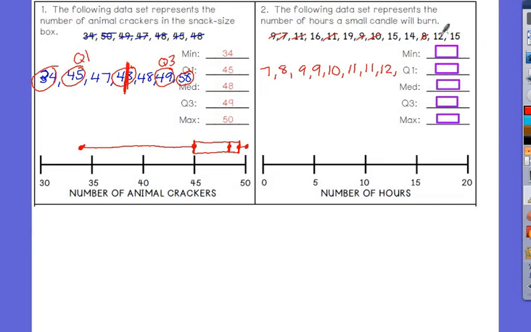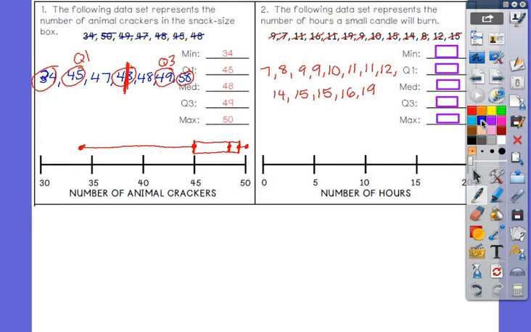I'm out of room. After 12 is a 14. Okay. Two 15s. Then a 16. Wait, I mean a 19. 16. 19. Then a 19. And I used everybody. All right. We have several candles here.